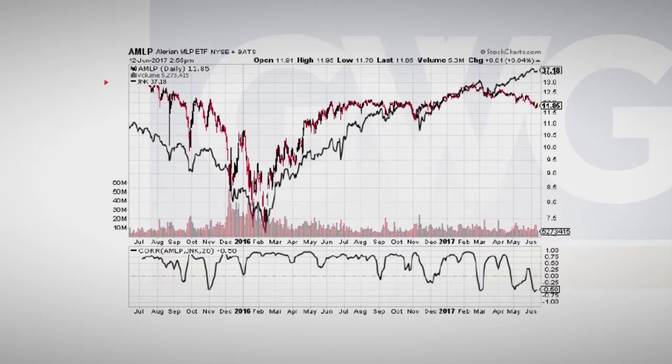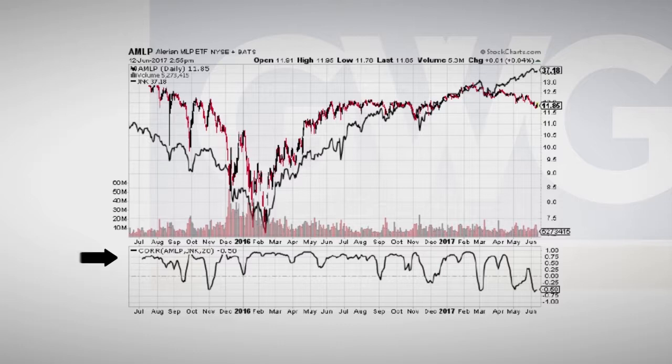So let's take a concrete example. We'll look at some investments and some correlations and do this in a graph, a little bit of audience participation. So on this first graph, you're going to see a red line and a black line at the top, and then you're going to see a line at the bottom.